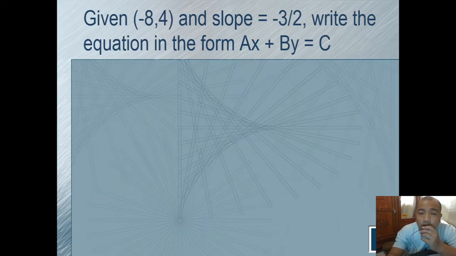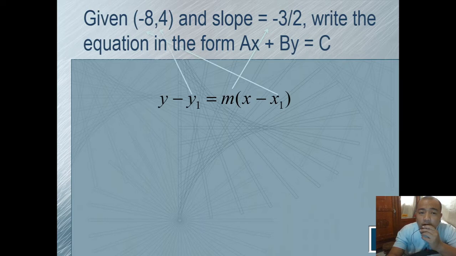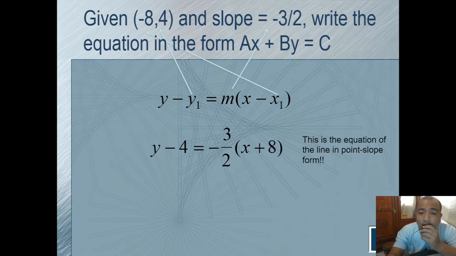Another, same procedure as in the previous example. Given (negative 8, 4) and slope negative 3 halves, write the equation in the form ax plus by equals c. Okay, point slope form of the equation of the line. Slope is negative 3 halves, x sub 1 is negative 8, y sub 1 is 4. Substitute: y minus 4 equals negative 3 halves times quantity x plus 8. Right? This is now the equation of the line in the point slope form.